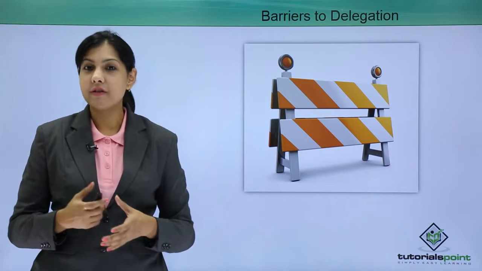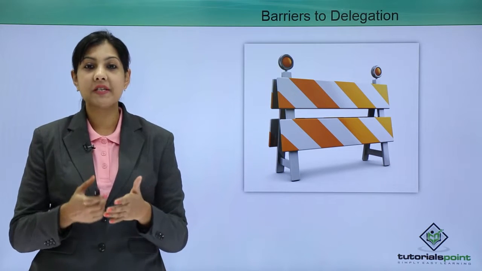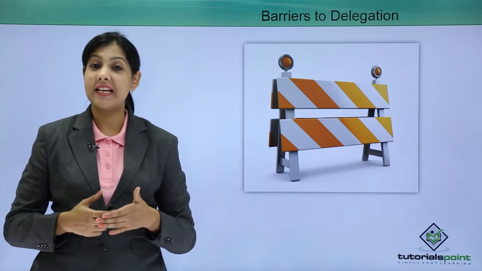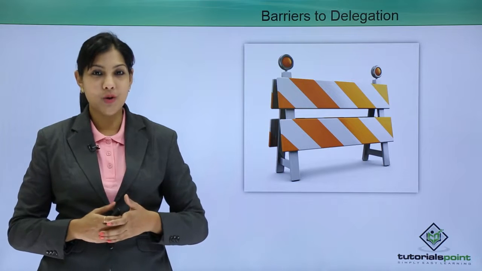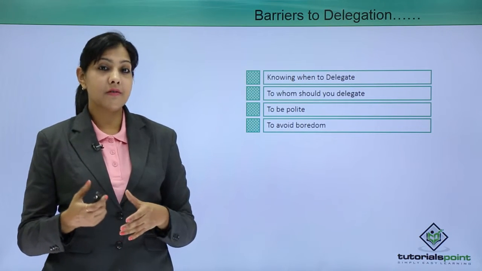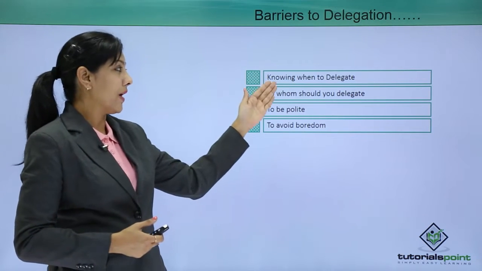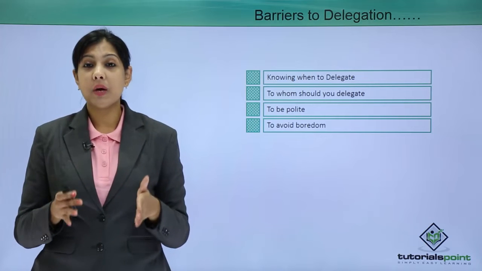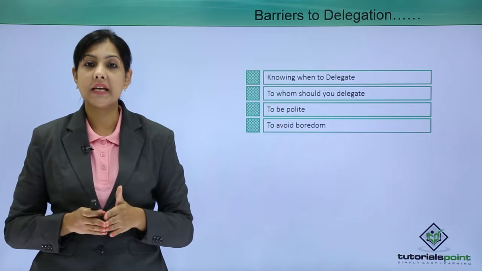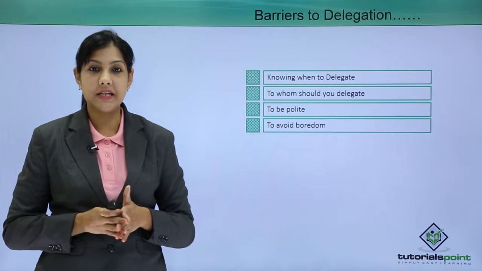Now, there are certain barriers to delegation. What exactly are these barriers? Barriers are obstacles which come in the middle of delegating properly. So let's understand what these barriers could be. Certain barriers in the mind of a person who really wants to delegate is knowing when to delegate. It's important to understand when you want to delegate, to whom you want to delegate, and how much of a task you want to delegate.